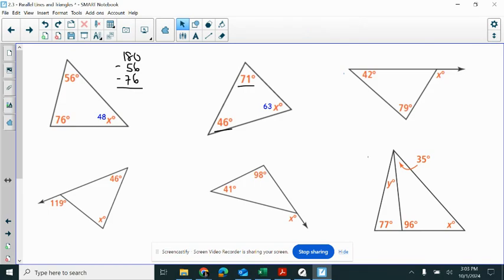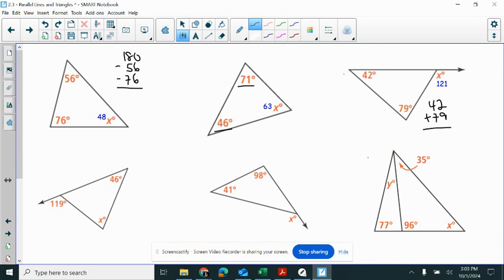Now, the next one is our exterior angle. If I just add the two remote interior angles together, I get the measure of the exterior angle, which would be 121. Here's another one. This time I'm given the exterior angle, so in this example I'd have to subtract the remote interior angle from the exterior angle, and I would get 73. In the next example, because I have both remote interior angles, I would add those two numbers together, and I would get 139.